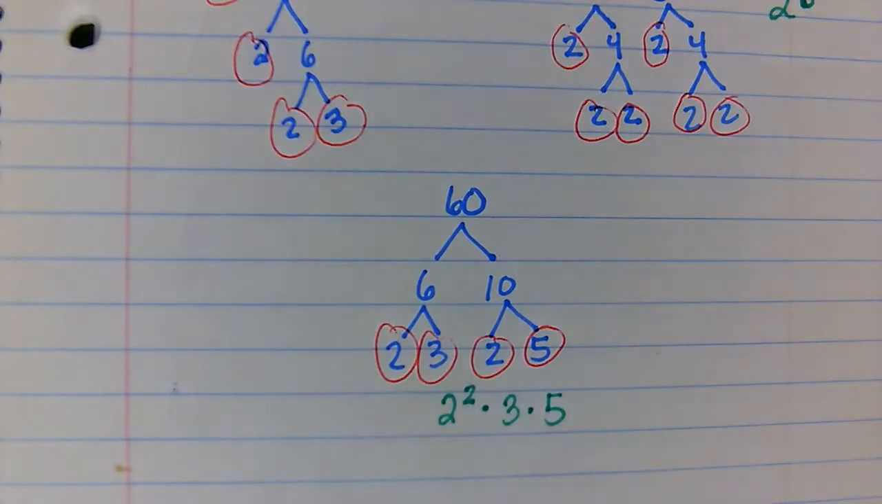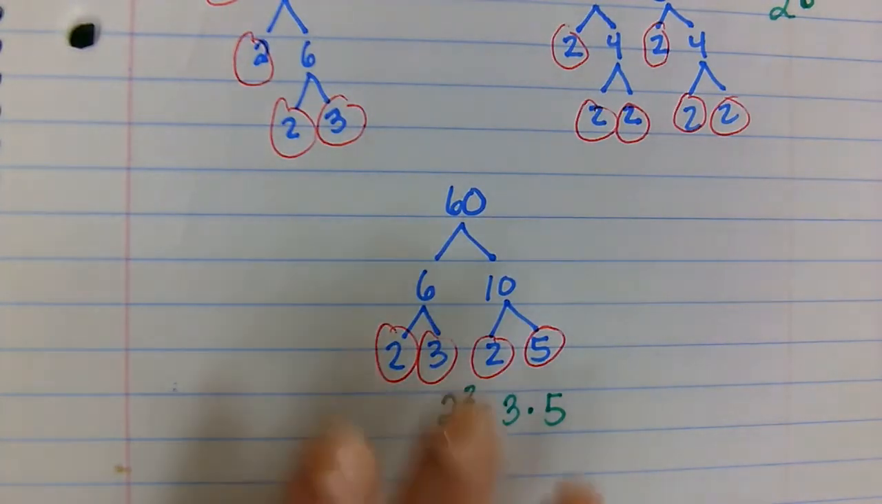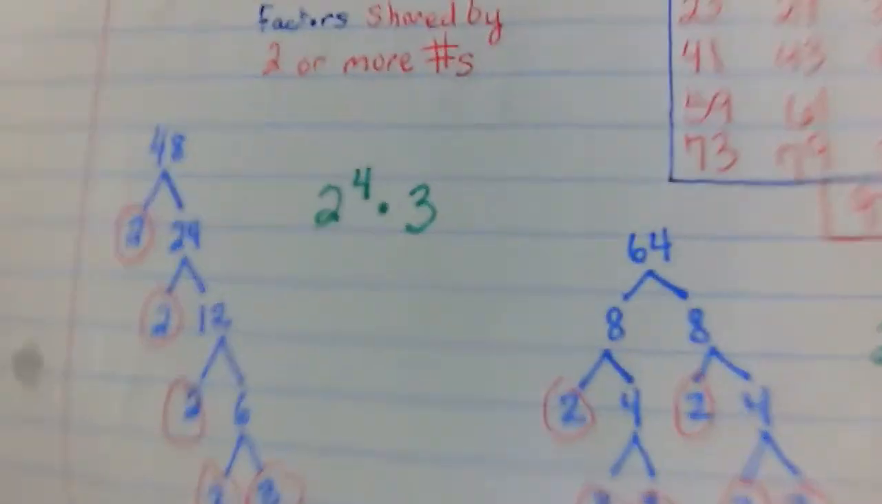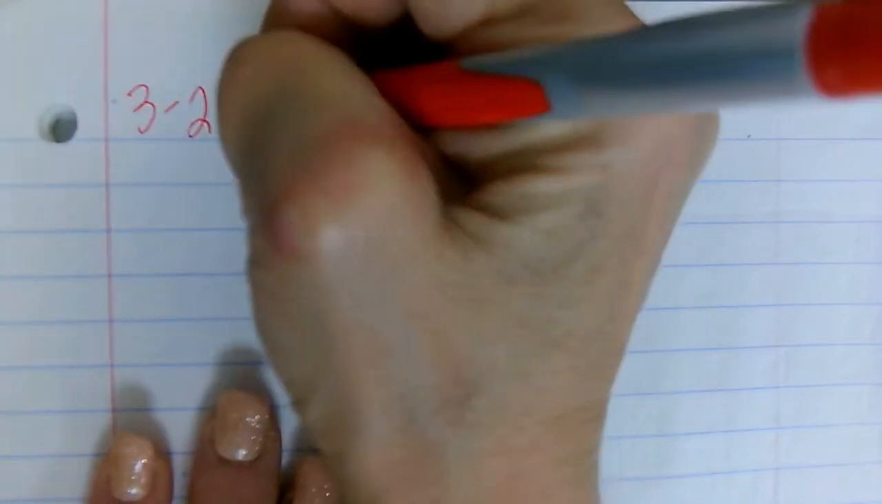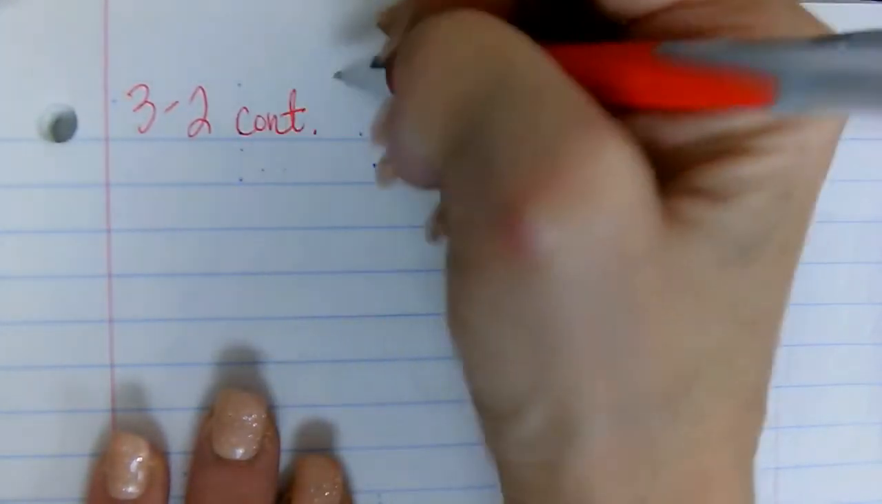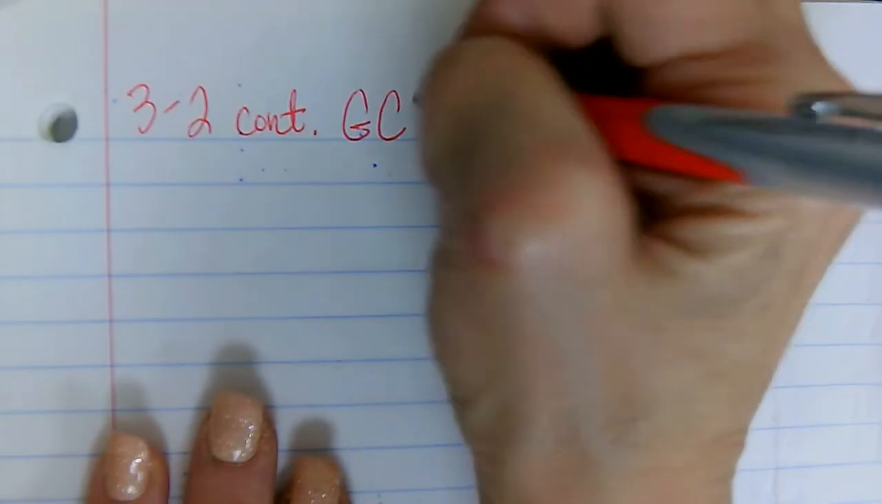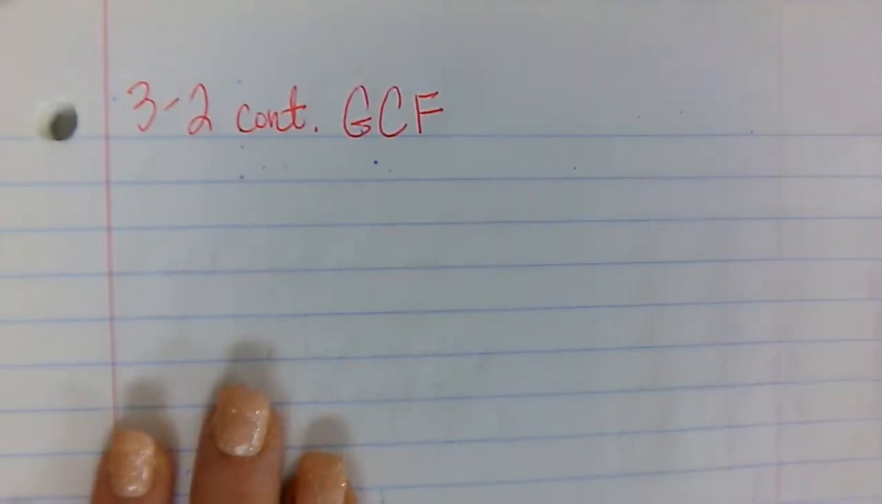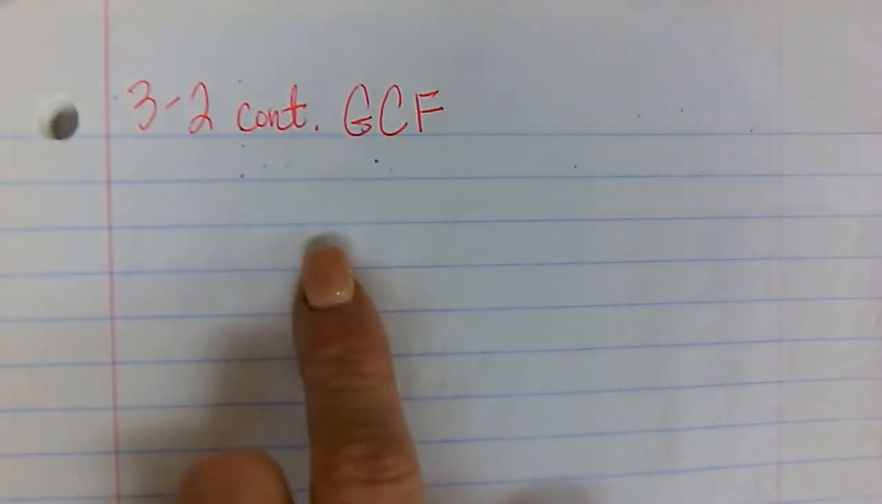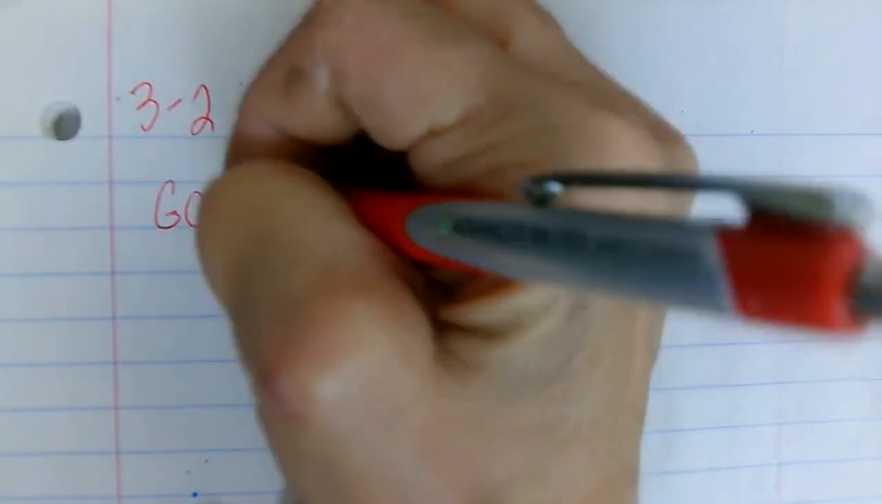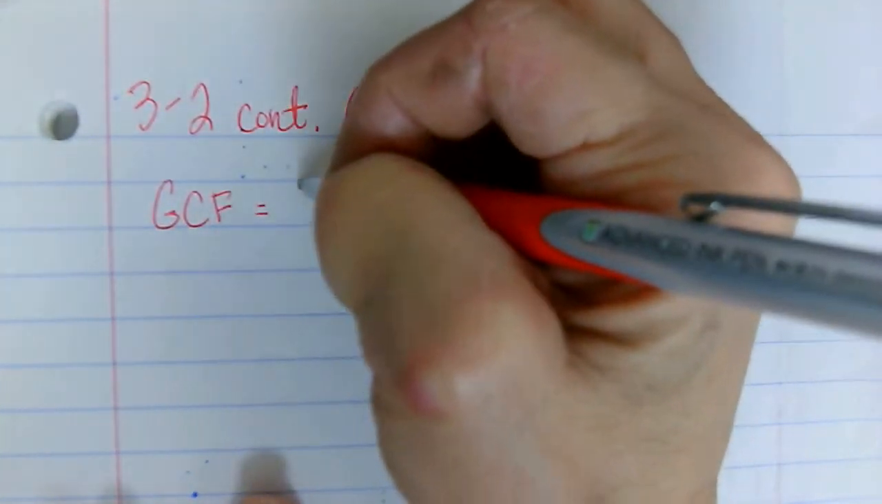So let's go on to something called greatest common factors. You can continue on this page, but I'm going to go to the next one. All right? And for greatest common factors, this is 3-2 continued. And I'm just going to abbreviate with GCF for greatest common factors. Now, we already talked about common factors. Those are factors that are shared by 2 or more numbers, okay? And then GCF, that is the largest of the common factors.